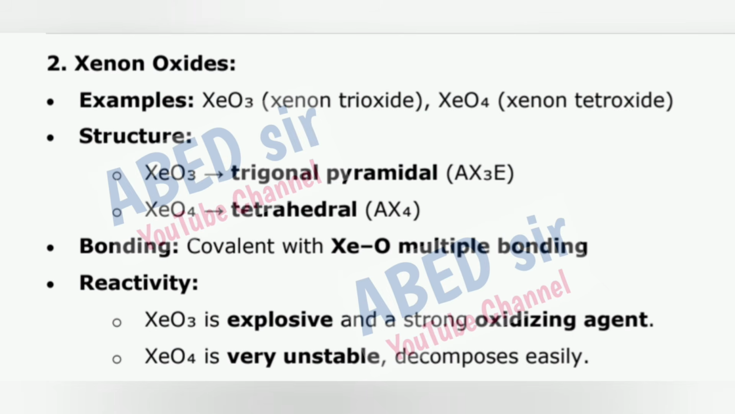2. Xenon oxides. Examples: XeO3, xenon trioxide, and XeO4, xenon tetroxide. Structure: XeO3 trigonal pyramidal, AX3E; XeO4 tetrahedral, AX4. Bonding: covalent with Xe=O multiple bonding. Reactivity: XeO3 is explosive and a strong oxidizing agent. XeO4 is very unstable and decomposes easily.